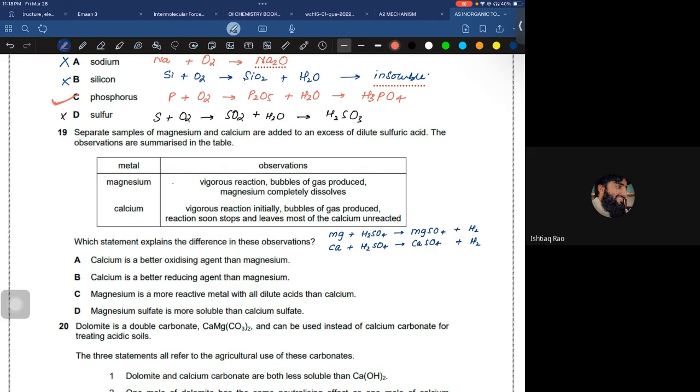If you remember in the acid, base and salt chapter, we used to say when a metal reacts with acid, it produces salt and hydrogen gas. This is your salt, this is your hydrogen gas. Which statement explains the difference in these observations? For calcium, they say vigorous reaction initially, then bubbles of gas produced. The reaction soon stops and leaves most of the calcium unreacted. Why?